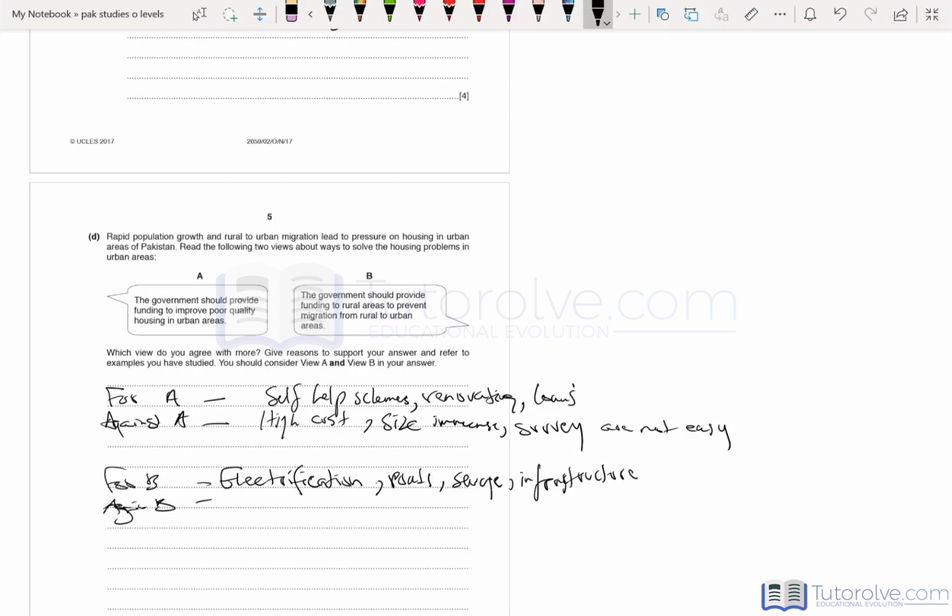Against would be that the overall pull factor of an urban area is way too great.